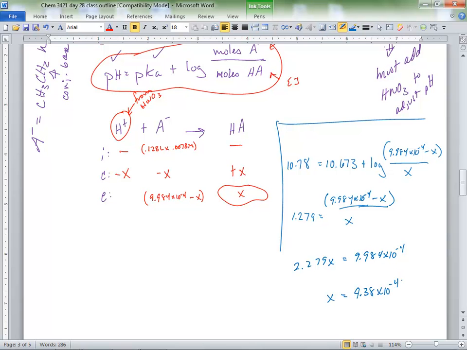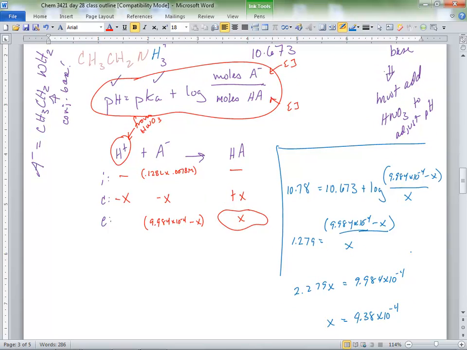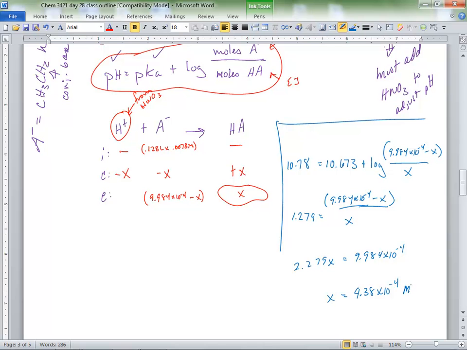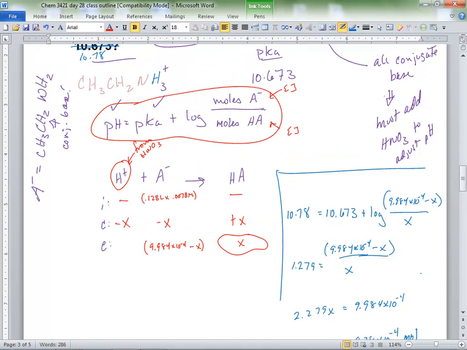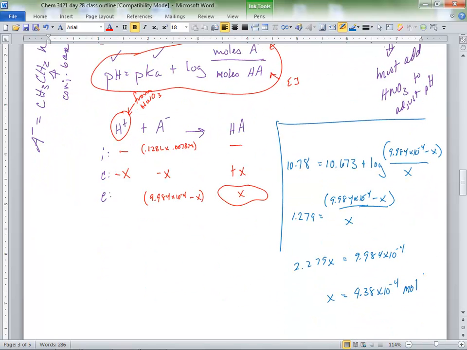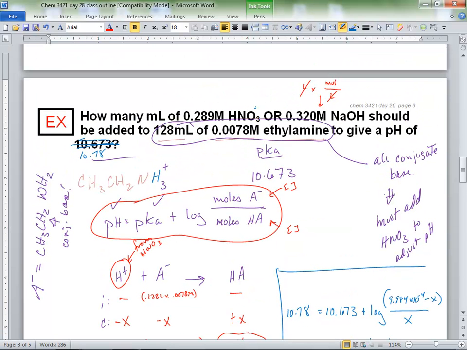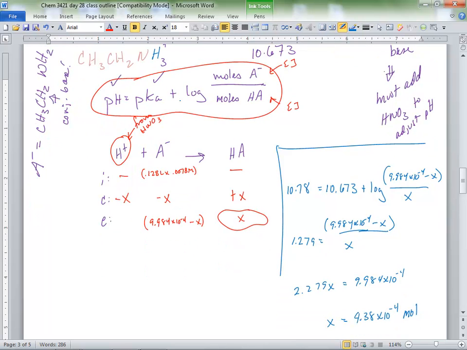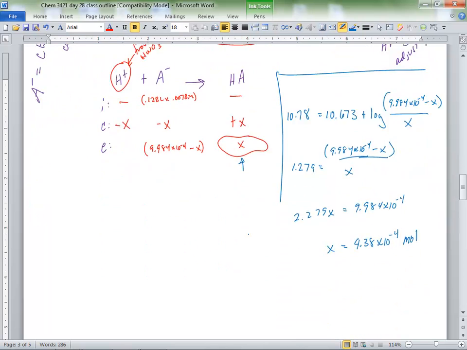And that's units of what? What is my x? It's moles of what? So go back to your ice table. It could be moles of HA, yeah. It's 4.38 times 10 to the negative 4. We want to know, in the end of this, we want to know what? How many mils of that nitric acid? X is the moles of H plus. That's the way to look at it. The moles of HA isn't really going to help you, right? But X is the moles of H plus.